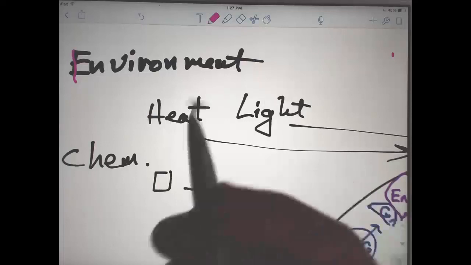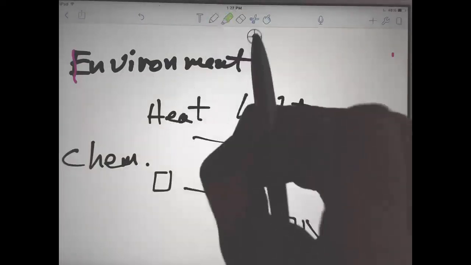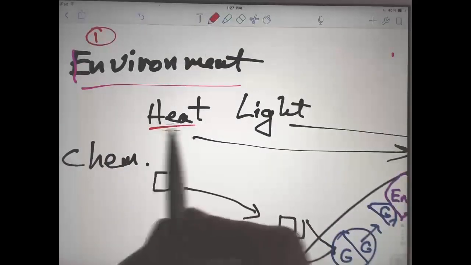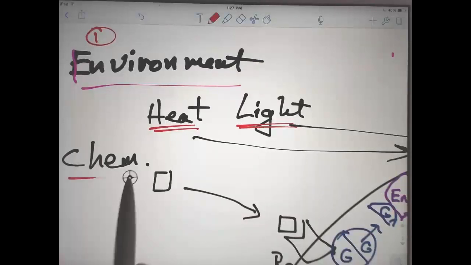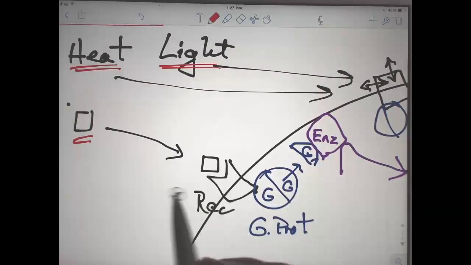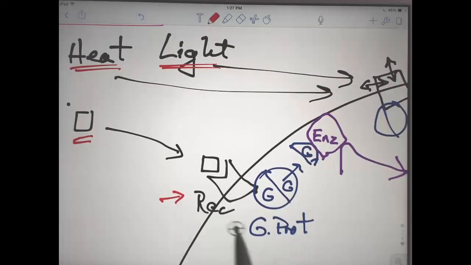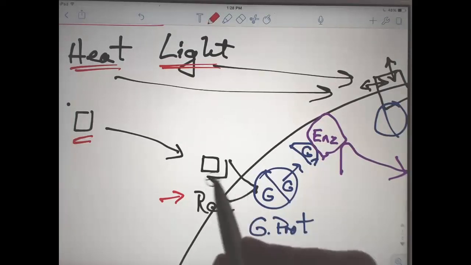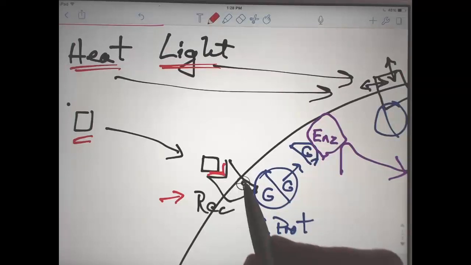We start with something in the environment. That could be heat, could be light, could be a chemical. And here's the chemical. If it's a chemical, it binds to a receptor protein, which is usually a surface receptor, but if the chemical can cross the membrane, it could be an intracellular receptor. That receptor, when binding happens, changes shape.